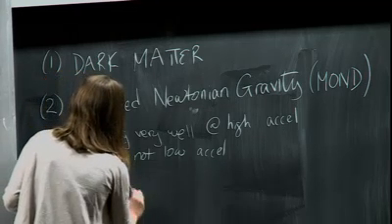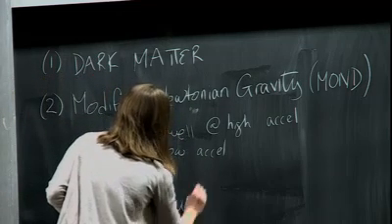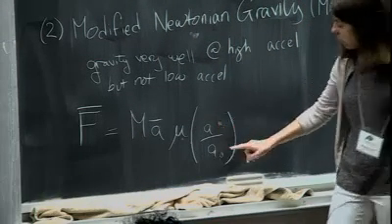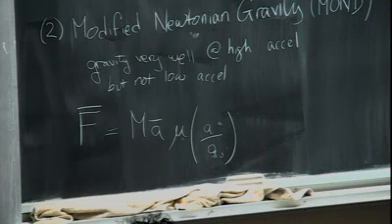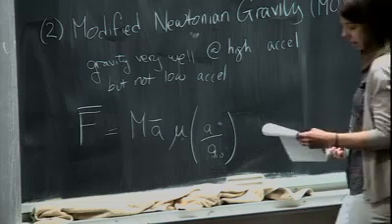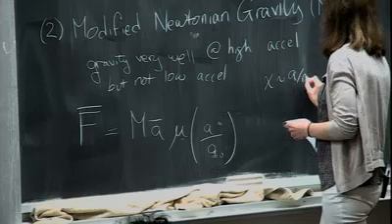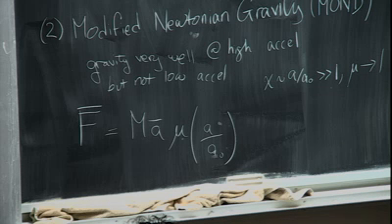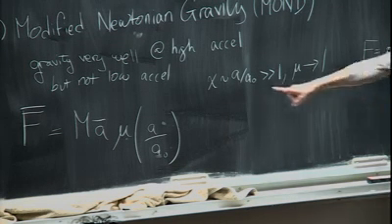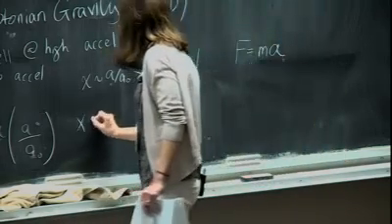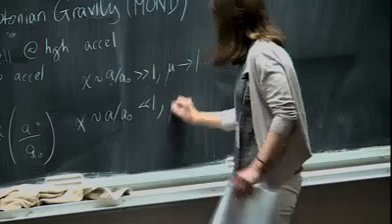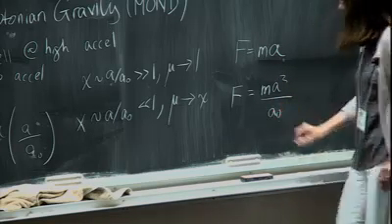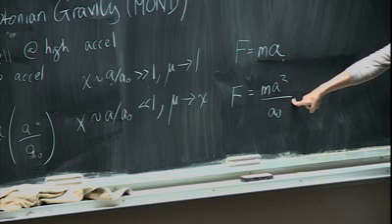You just end up saying that Newton's theory, F equals ma, gets modified by some function mu that depends on the acceleration as well as some scale for the acceleration, a naught. So this mu is just some interpolating function. When x, the ratio of a over a naught, is much greater than 1, we want mu to go to unity, and so that way in the large acceleration limit, we're just recovering Newtonian gravity. And then in the small acceleration limit, we're going to want mu to go to x, because that gives us F equals ma squared over a naught. And if the force goes as acceleration squared, then you can get a flat rotation curve. Okay?